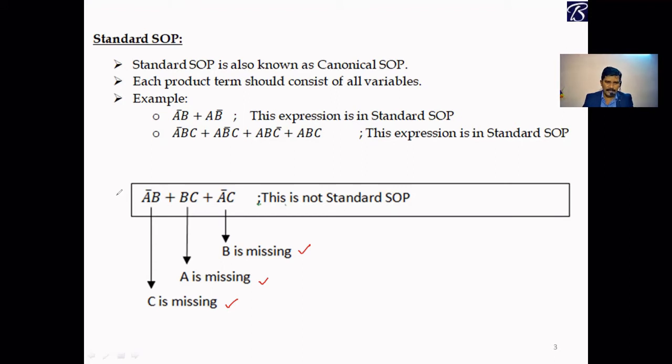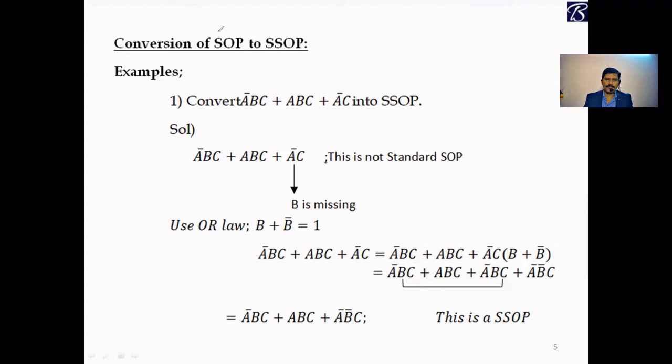If an expression is given like this, how do we convert it into standard SOP? That means in each term, all the variables should be present. So let us see the conversion of SOP to standard SOP. Suppose an expression is given here: A bar BC plus ABC plus A bar C. In this expression, it is not standard SOP because B is missing in this term.